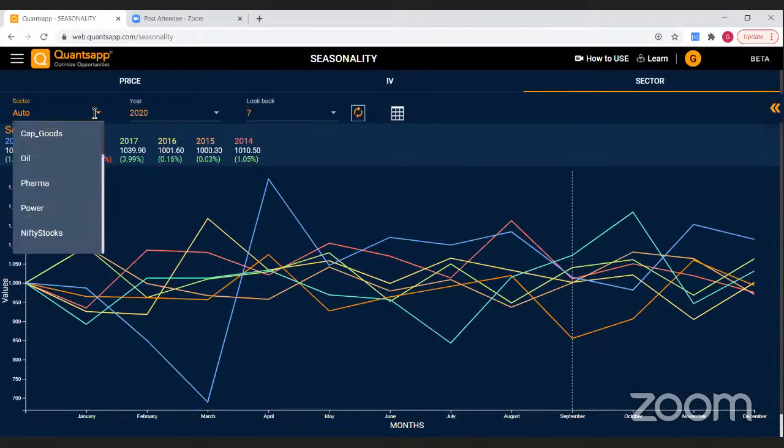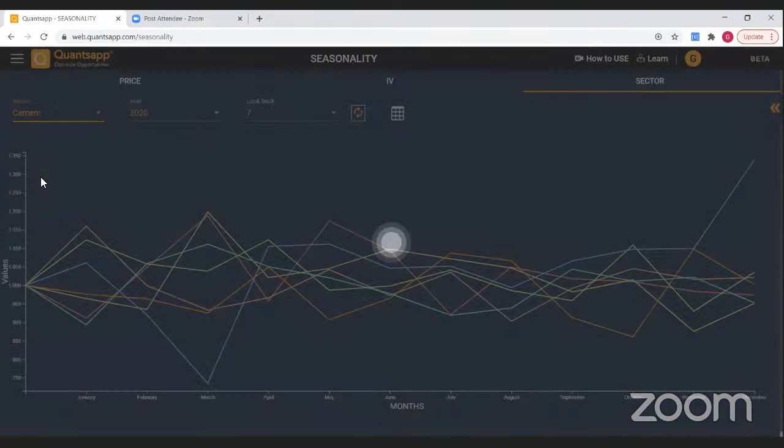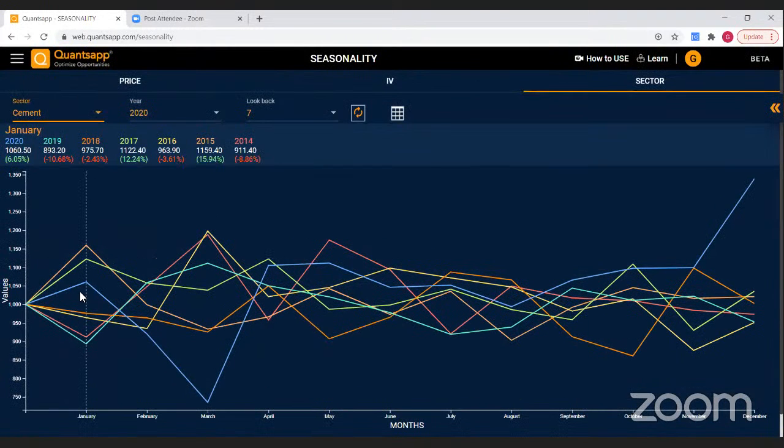Let's take any other sector, let's take the cement. You can see lots of deviation that comes in the cement sector. But if you have noticed the month of January, if we start with January, we can see lots of deviation either on the positive or the negative side from its starting point. So in the month of January it depends on how the situation is.